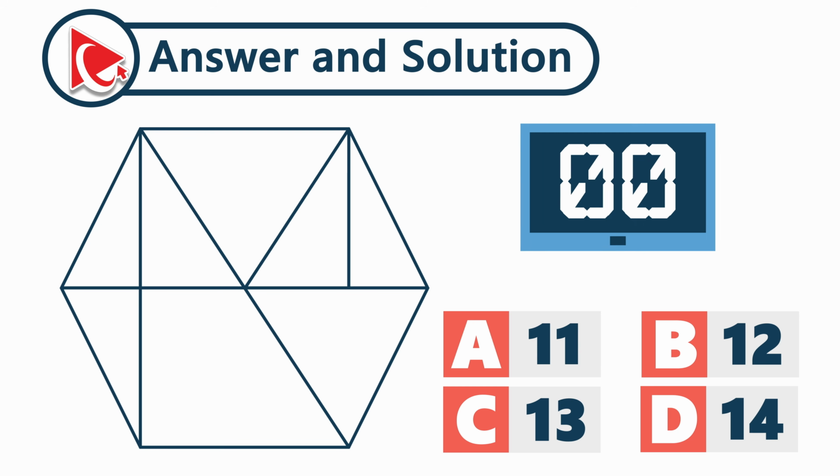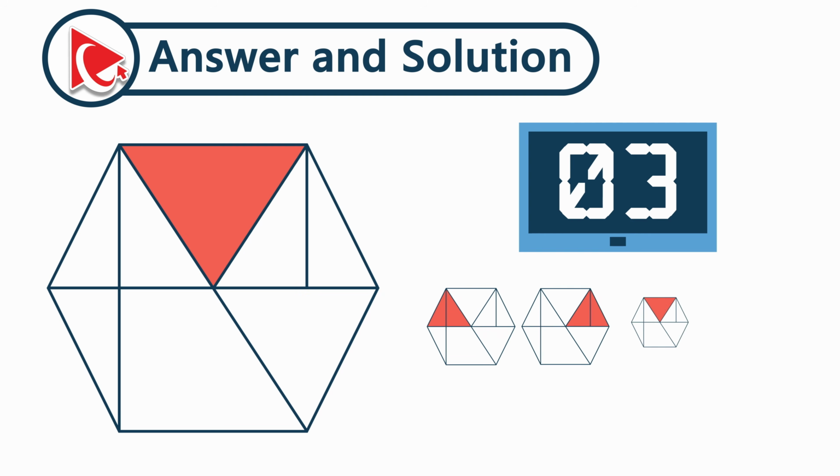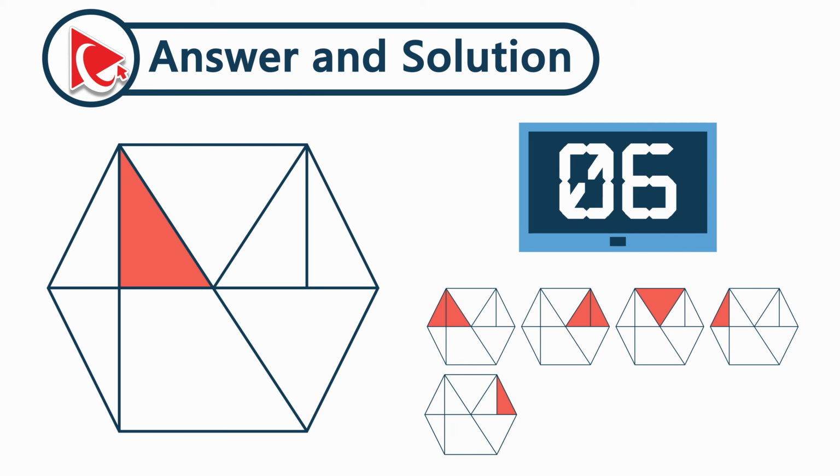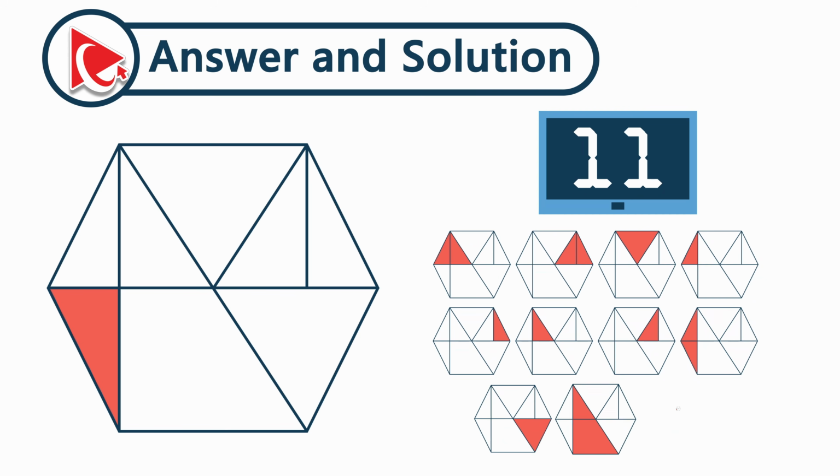So how many triangles did you count? Well, let me do the count in front of you so you will see my results, and then we'll compare with yours. 1, 2, 3, 4, 5, 6, 7, 8, 9, 10, and 11.